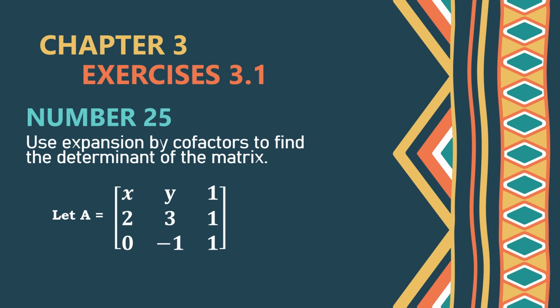Therefore, we found out that for the matrix for the number 25 using the expansion by cofactors to find the determinant of the matrix, the answer is 4x minus 2y minus 2.